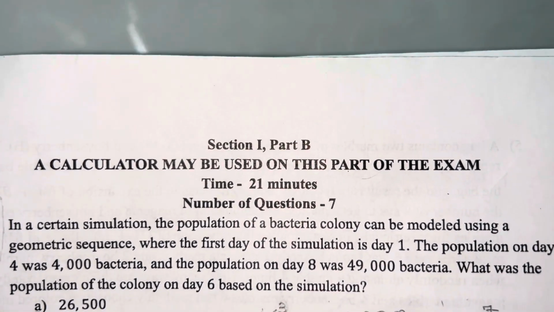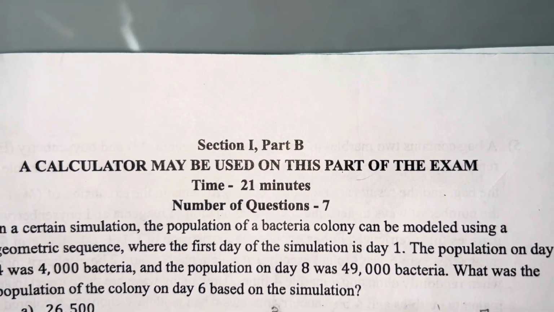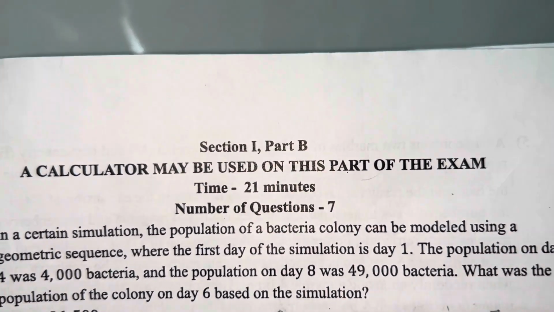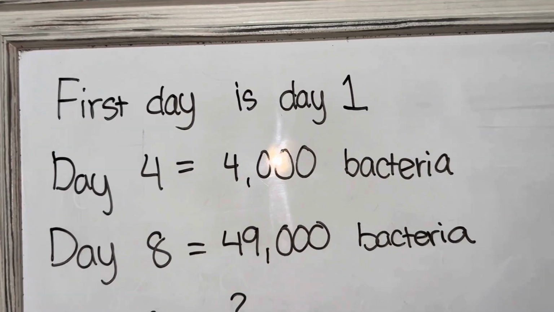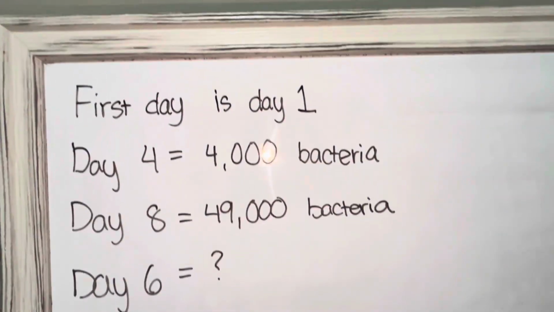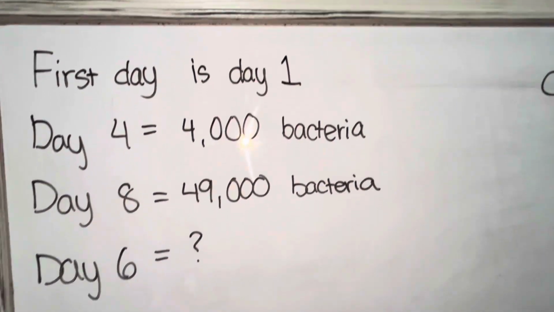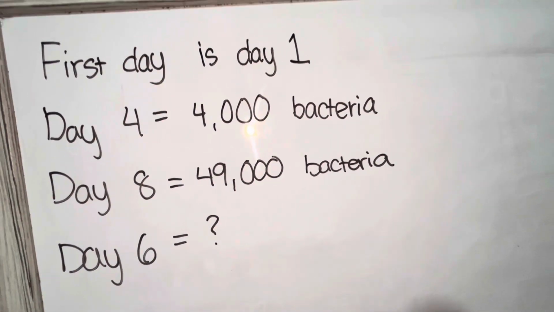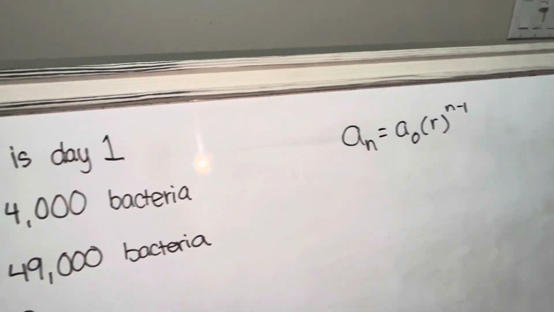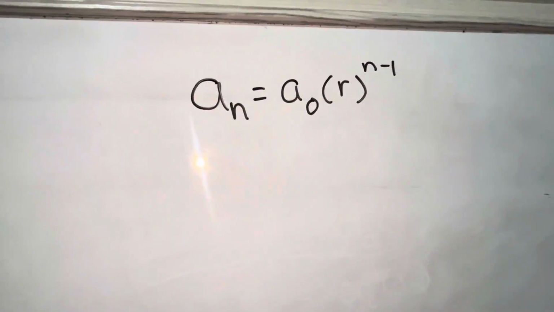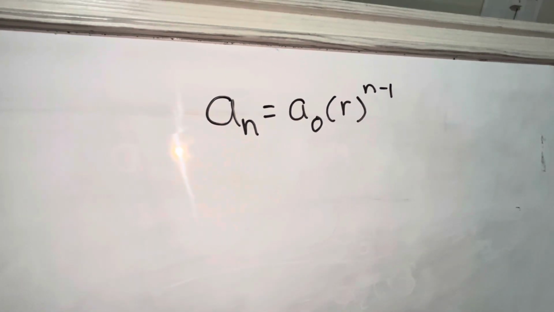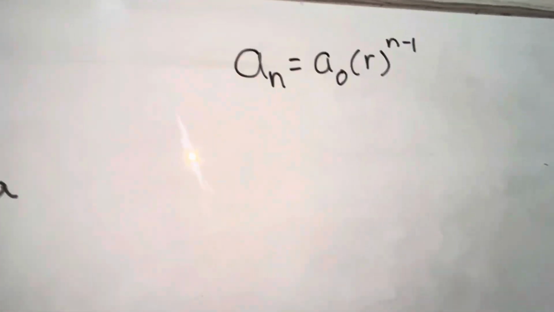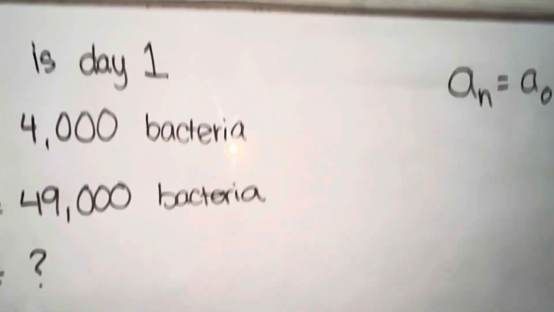Two other things that we can take from this are day 4 and day 8. So on day 4, there was 4,000 bacteria. On day 8, there was 49,000 bacteria. How do we find day 6? The first thing that we're going to have to do is put the inputs and outputs from day 4 and day 8 into the geometric sequence formula, which is a_n equals a_0 times r to the power of n minus 1. So the first one is day 8. We're going to do day 8 first.